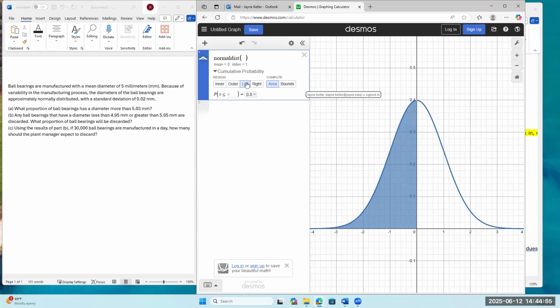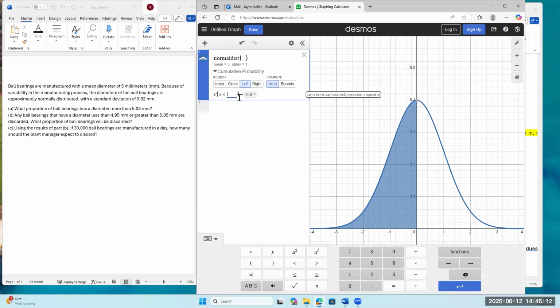I can also look at area to the left of a given point or to the right of a given point. So let's look at an example. If I want the area to the left of z equals negative 3.49, I'm just going to select left. And then over here, I'm going to put 3.49. Actually, I wanted negative 3.49 for this one. So that would be the area to the left of negative 3.49 on the standard normal distribution.